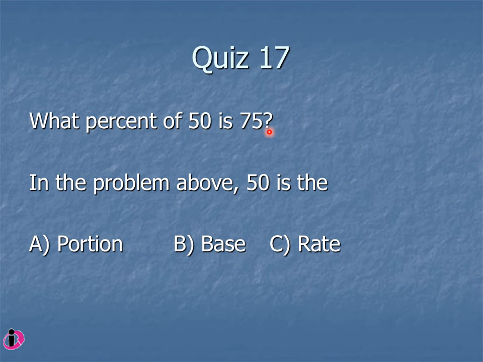Okay? So most of the cases, the base is followed by the word of, as we know from there. So 50 is your base, so the right answer is B. And 75 is the portion, which is A, and your unknown is what? Rate.